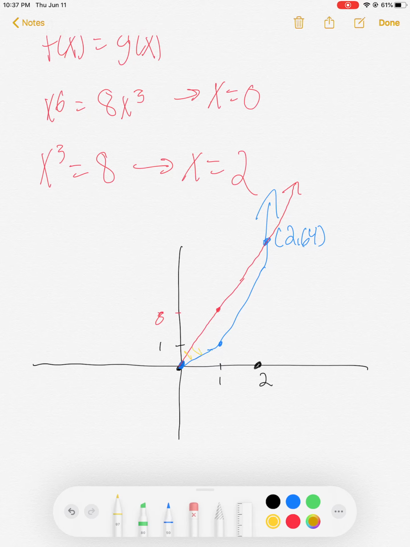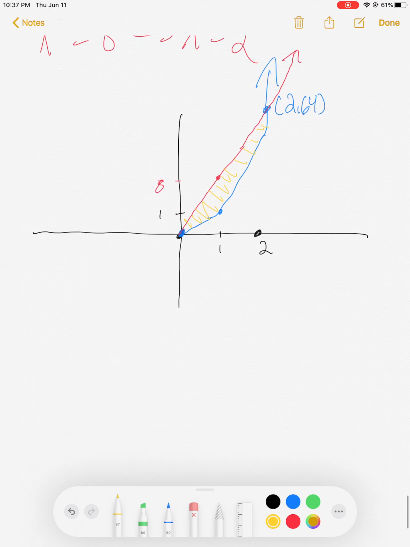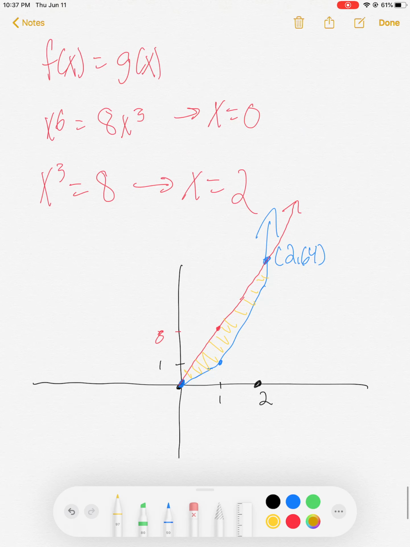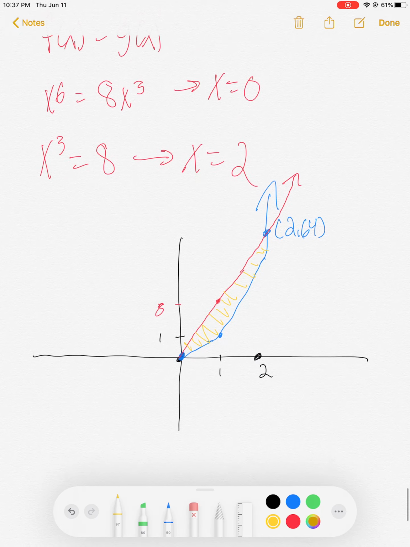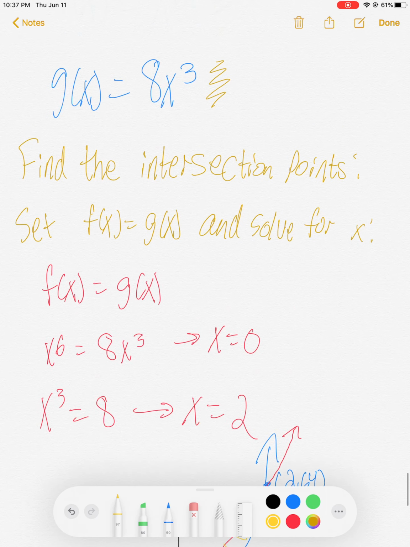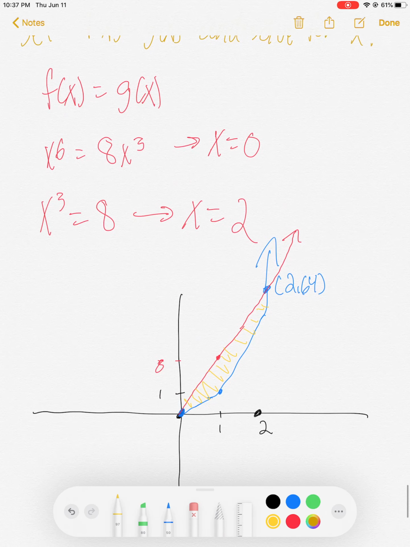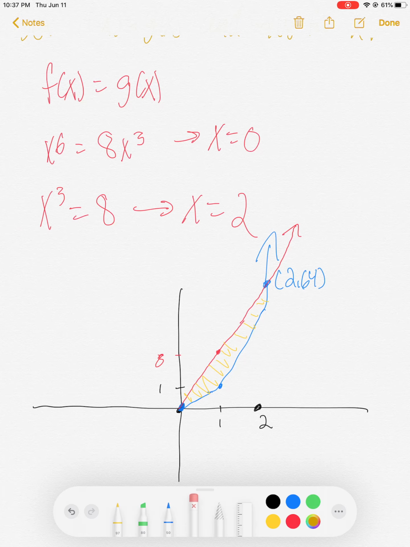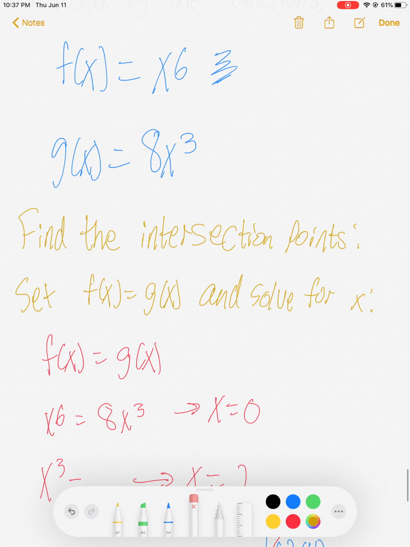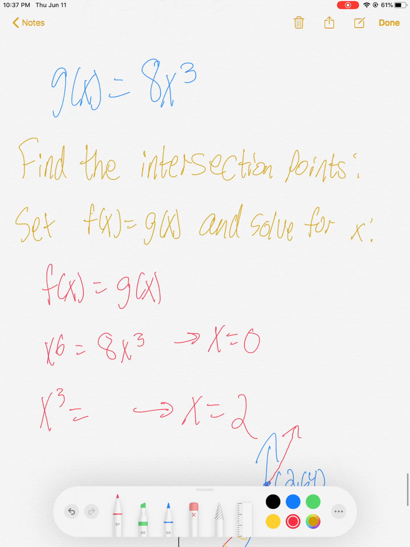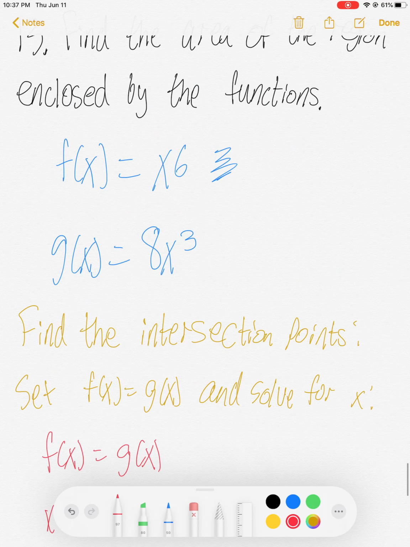If I plug x equals 1 into g of x, then I get 8. So g of x is going to go like up here-ish. I know this is not to scale. But the point is that g of x is going to go like this. It's a cubic, so it's going to start to shoot up like that. So this is my region that I'm interested in.